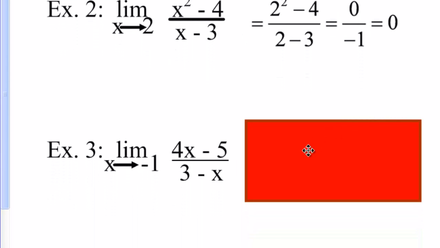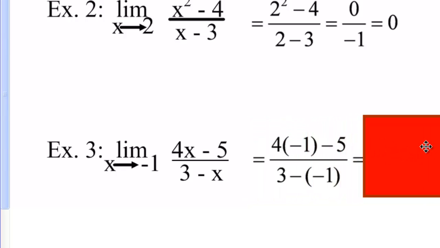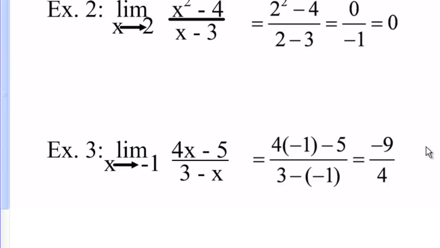Let's look at example 3. I'm going to input negative 1. When I put in negative 1, I get 4 times negative 1 minus 5 over 3 minus negative 1. And when I do the computation, I end up with negative 9/4. So the limit as x approaches negative 1 of that function is negative 9/4.